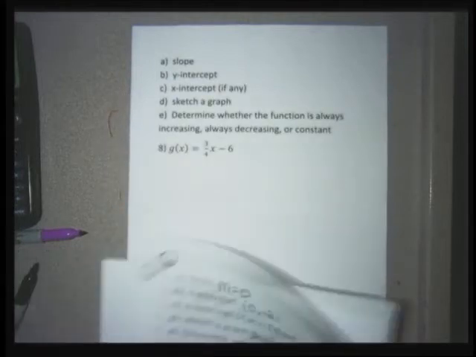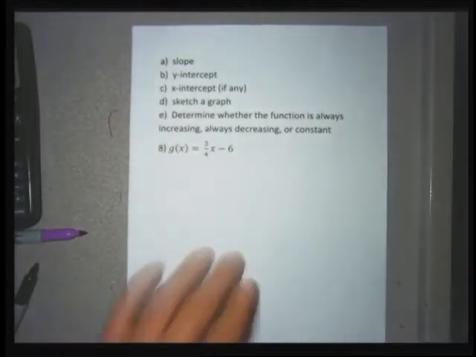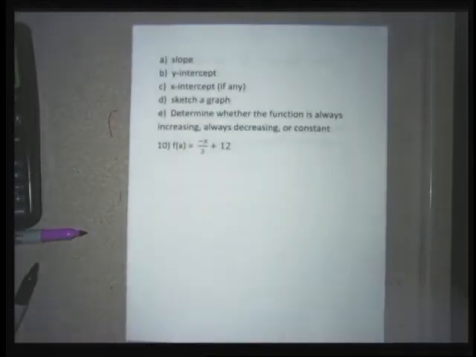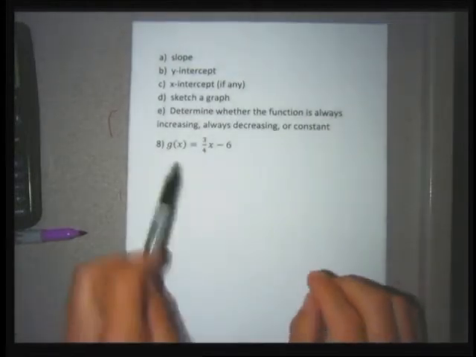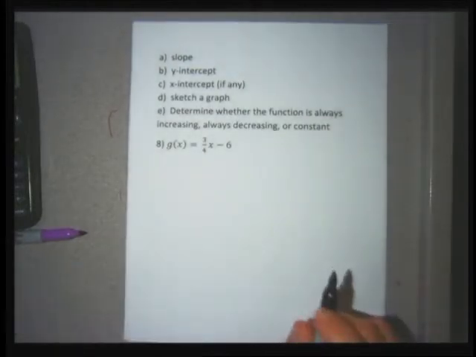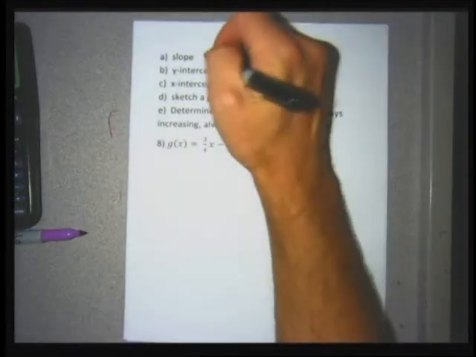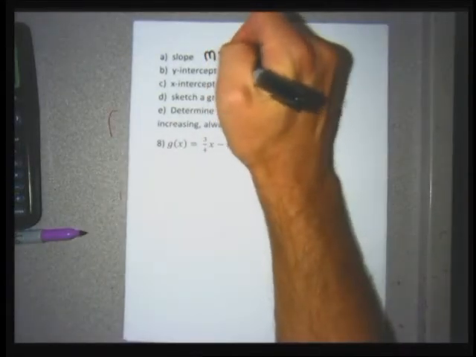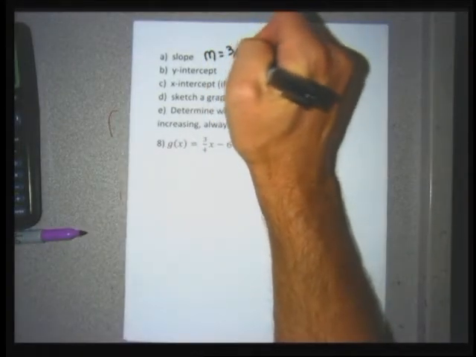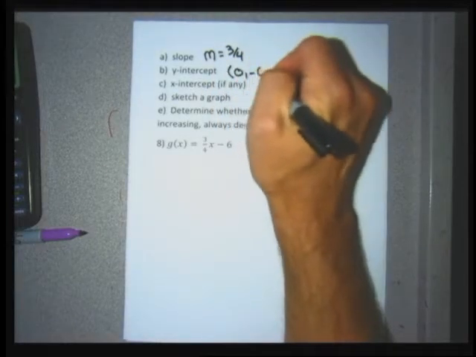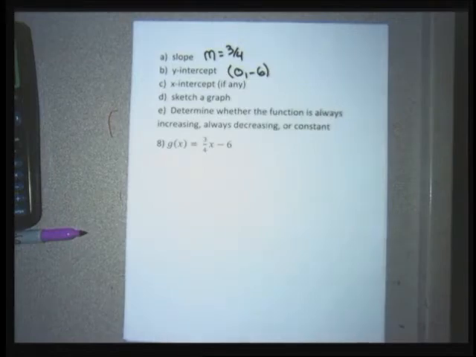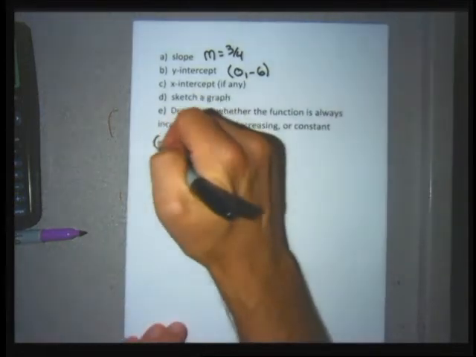For problem 8, I stuck a fraction in there, and there's a chance that the x-intercept's a fraction. But I don't think it is. So again, this equation is written in the function form of y equals mx plus b. The number in front of the x is going to be the slope. The number after the x, along with its sign, is going to be the y-intercept. Those two came for free. So this is problem 8.